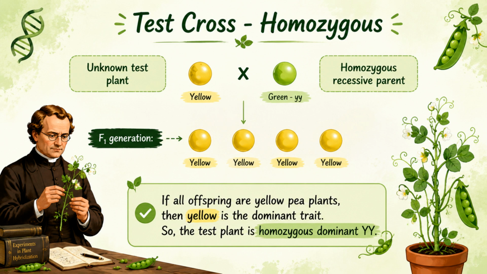So, students, remember this important point. If all offspring show the dominant trait after a test cross, the unknown parent is homozygous dominant. In this example, yellow times green, yy, equals all yellow offspring. Therefore, the test plant is homozygous dominant, capital Y capital Y. This is how Mendel used a test cross to reveal the true genetic makeup of an organism.